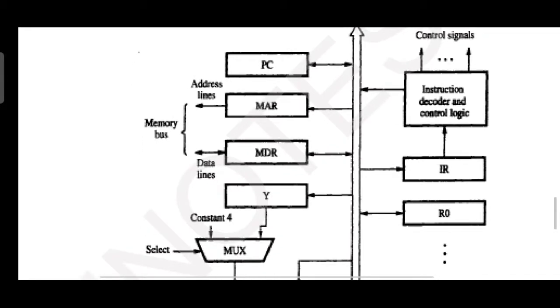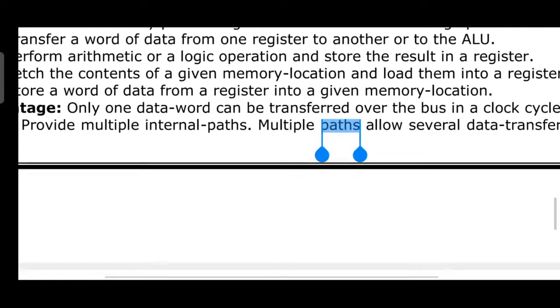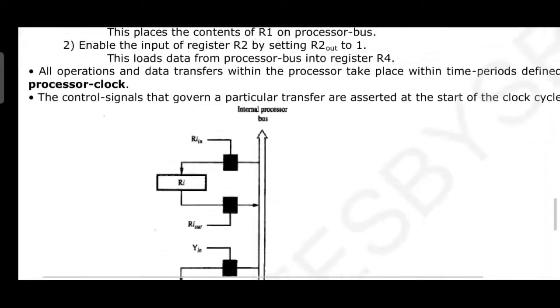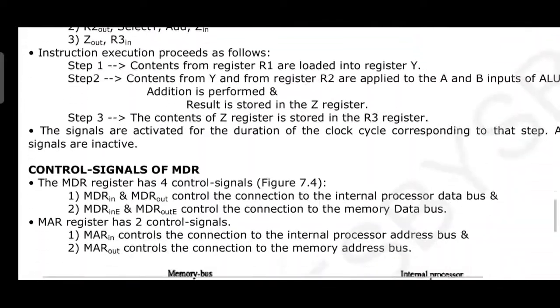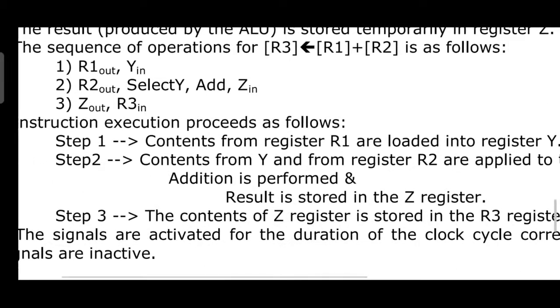So Y in will be activated. R1 out will be activated first. If you activate R1 out, what will happen? R1 out will be placing the data, giving the output onto the internal processor bus. This is to be taken as the input by Y. So activate Y in. That is what is mentioned here. See, R1 out and Y in. Next is what?